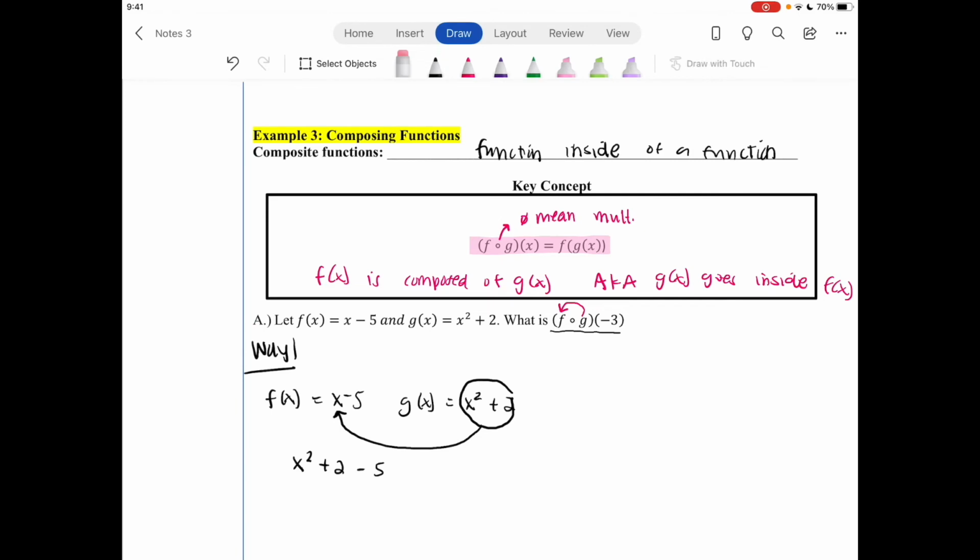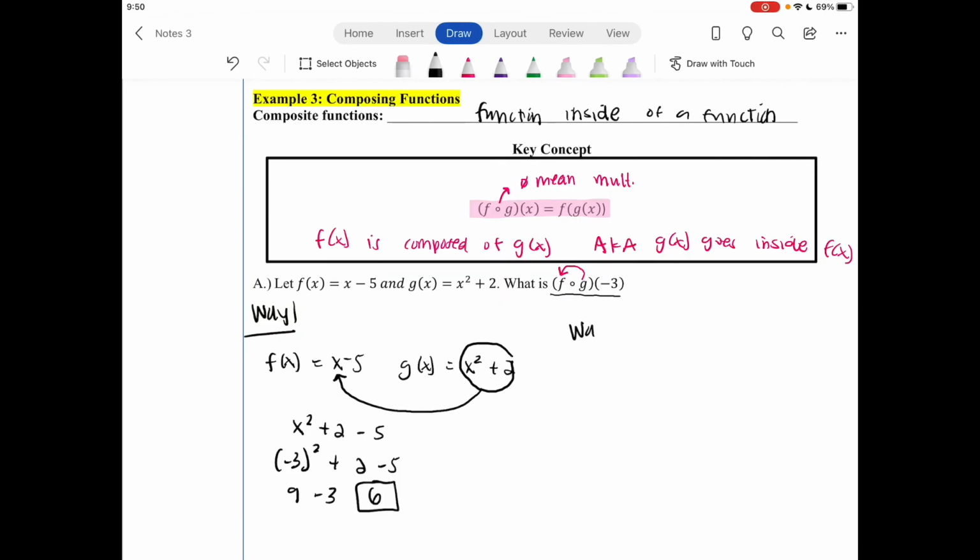But we wanted to know what is f of g of negative 3, meaning that instead of x, we're actually replacing it with a negative 3. So now we're going to have negative 3 squared plus 2 minus 5. Well, that's 9 minus 3, which gives 6.